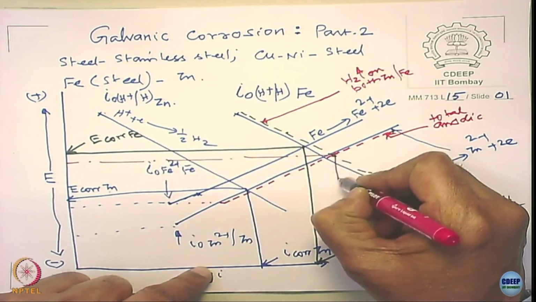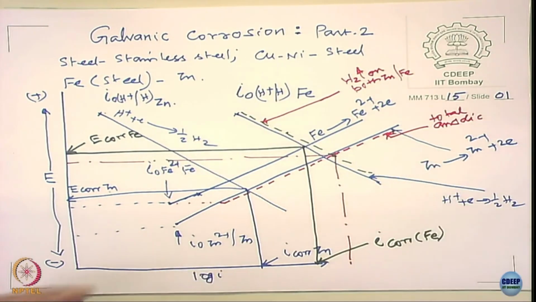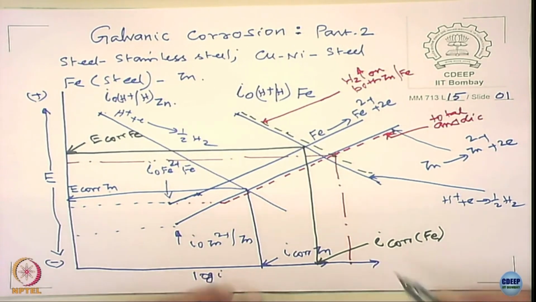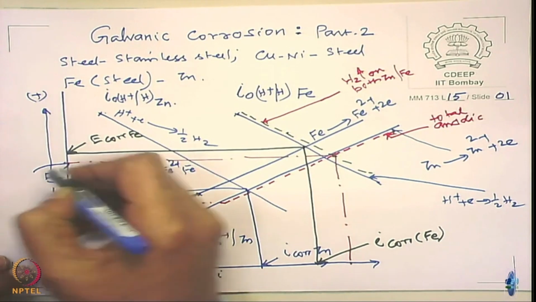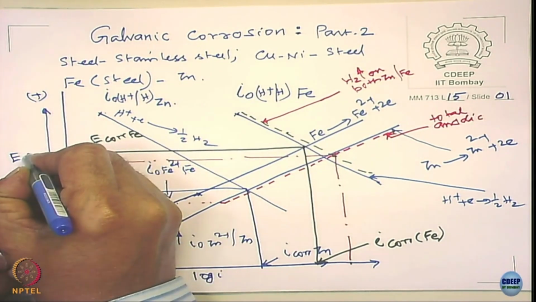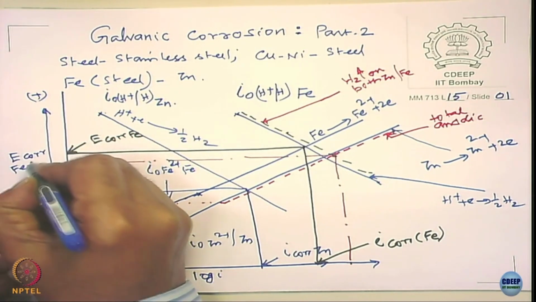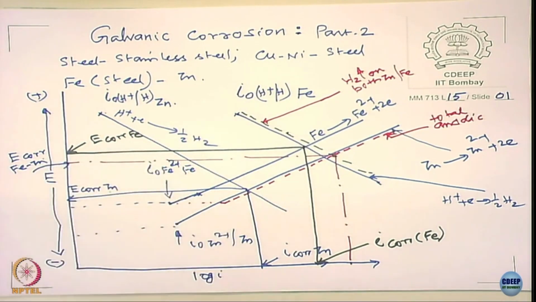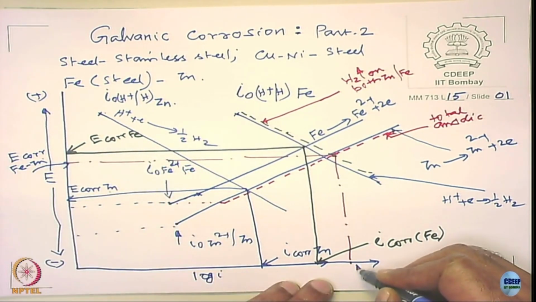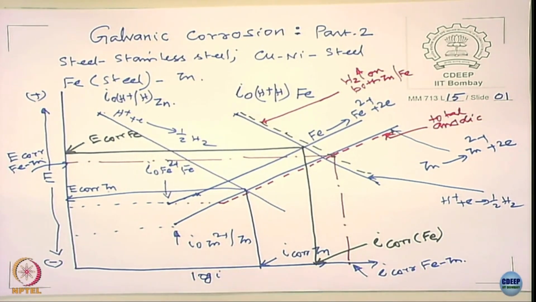Then I draw this line. What is this potential called? This is E corr of the iron and zinc couple, right? This is the I corr of the iron-zinc couple. Total corrosion rate is increasing actually, right?